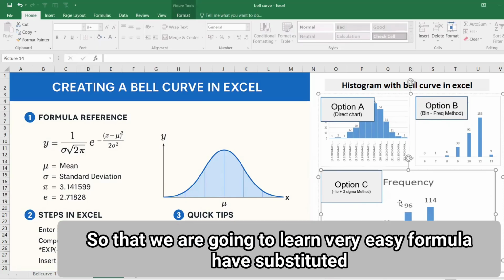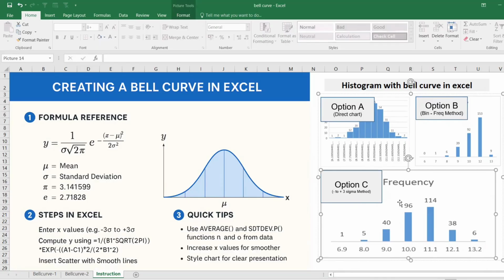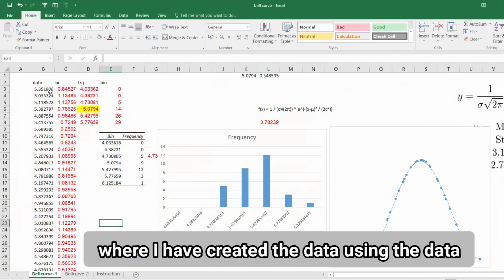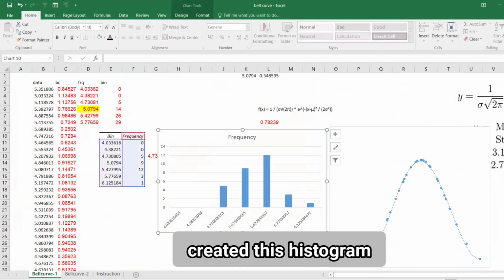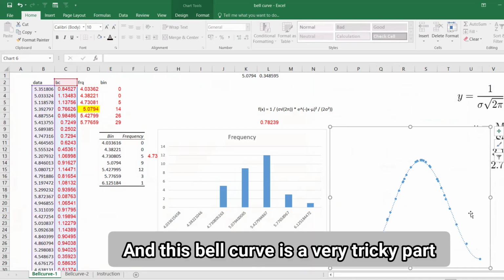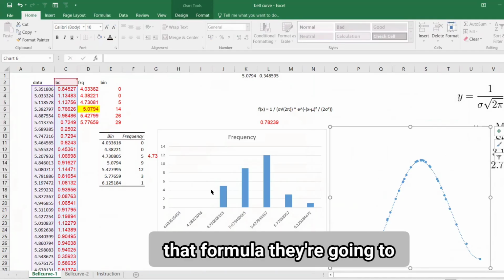Very easy formula I have substituted. You can definitely get this, right? So now what I have done, this is my example one where I have created the data. Using the data, I have created this histogram. And then, of course, I have used the bell curve assets, right? And this bell curve is a very tricky part. That's what we're going to apply, using that formula.